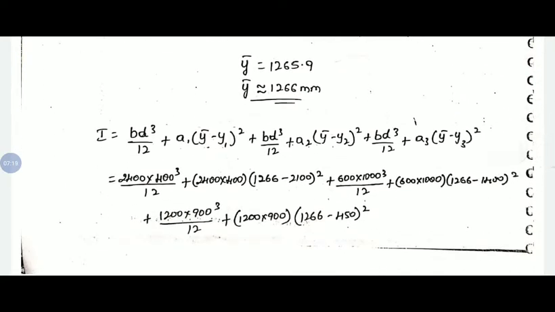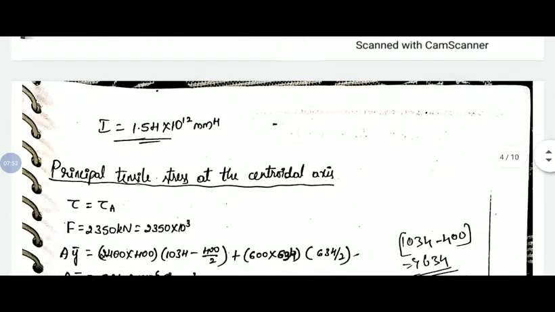For the moment of inertia, it is the parallel axis theorem we are using here for each individual component: b d cube by 12 plus a1 into (y bar minus y1) whole square, plus b d cube by 12 plus a2 into (y bar minus y2) whole square, plus b d cube by 12 plus a3 into (y bar minus y3) whole square. On substituting all the values, we get I as 1.54 into 10 power 12 mm power 4.